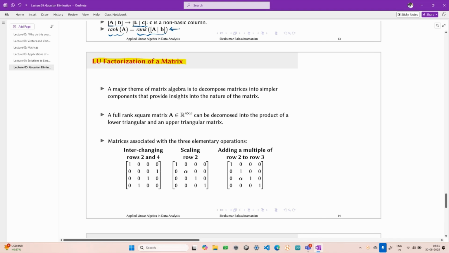So for the midterm, you will have this part as well, Gaussian elimination, because it's essentially solving linear equations. So I would prepare for this as well.